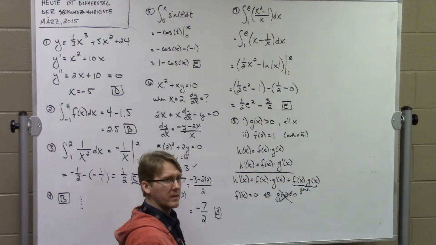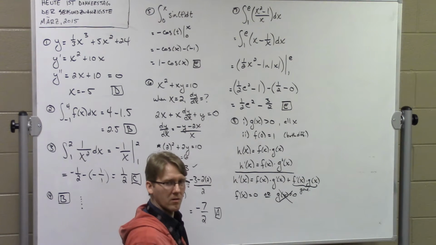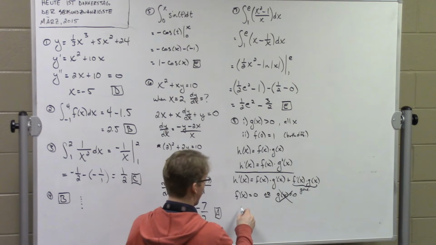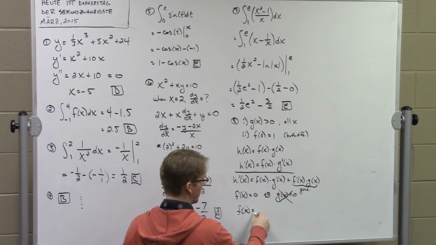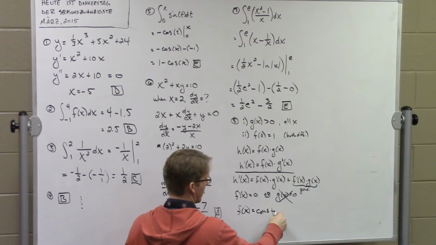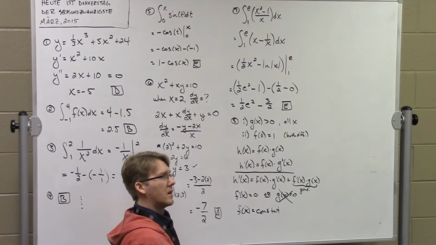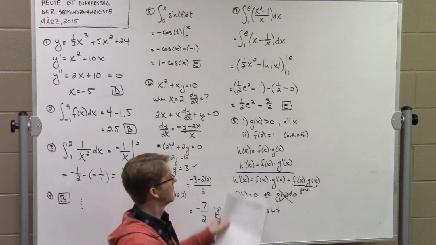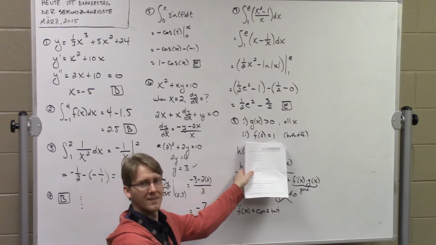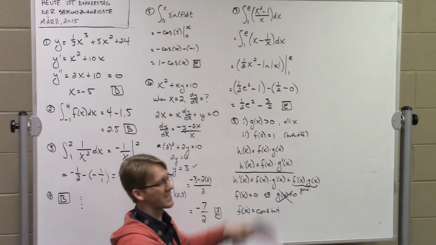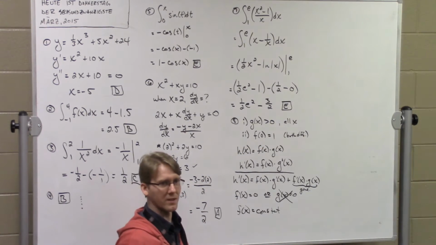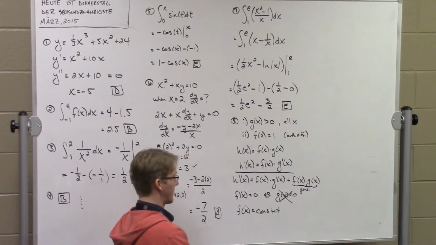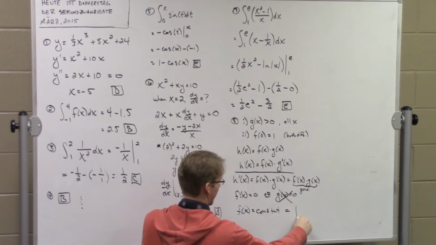F prime is a derivative. What is the only time that a derivative equals 0? When it was constant. So that means f of x has to be constant. Which constant was it? Could have been either. Oh no, couldn't, because f of 0 was 1, so it had to be 1. Good. So not only is f of 0 1, f of anything is 1. It's just a horizontal line y equals 1. So f is 1.